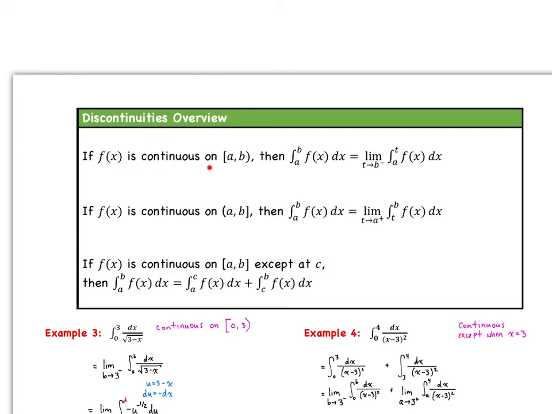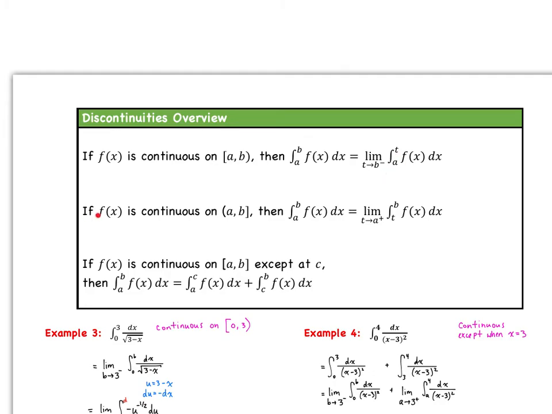So if f is continuous on a to b, but not at b, right? We would then rewrite this as the integral from a to b of f of x equals the limit as t approaches b from the left. So b is that right endpoint, and it's not continuous at that point. So we're going to rewrite our integral as the limit as t goes to b from the left of the integral from a to t of f of x.